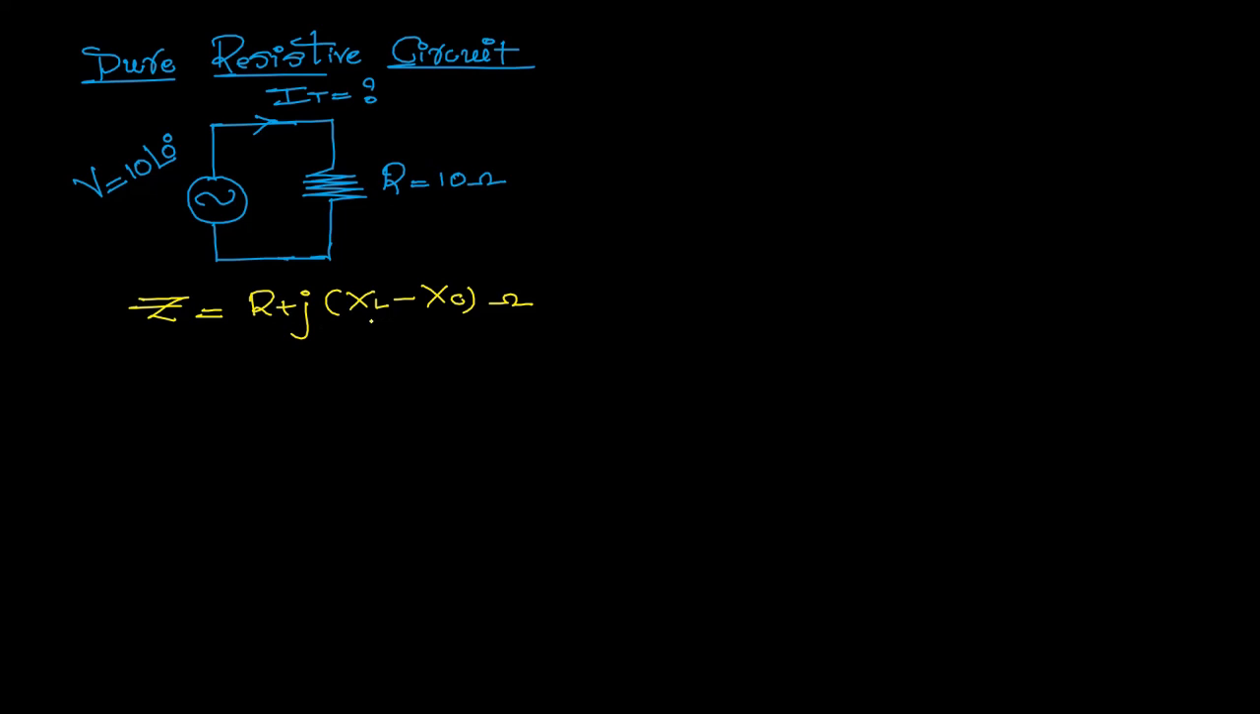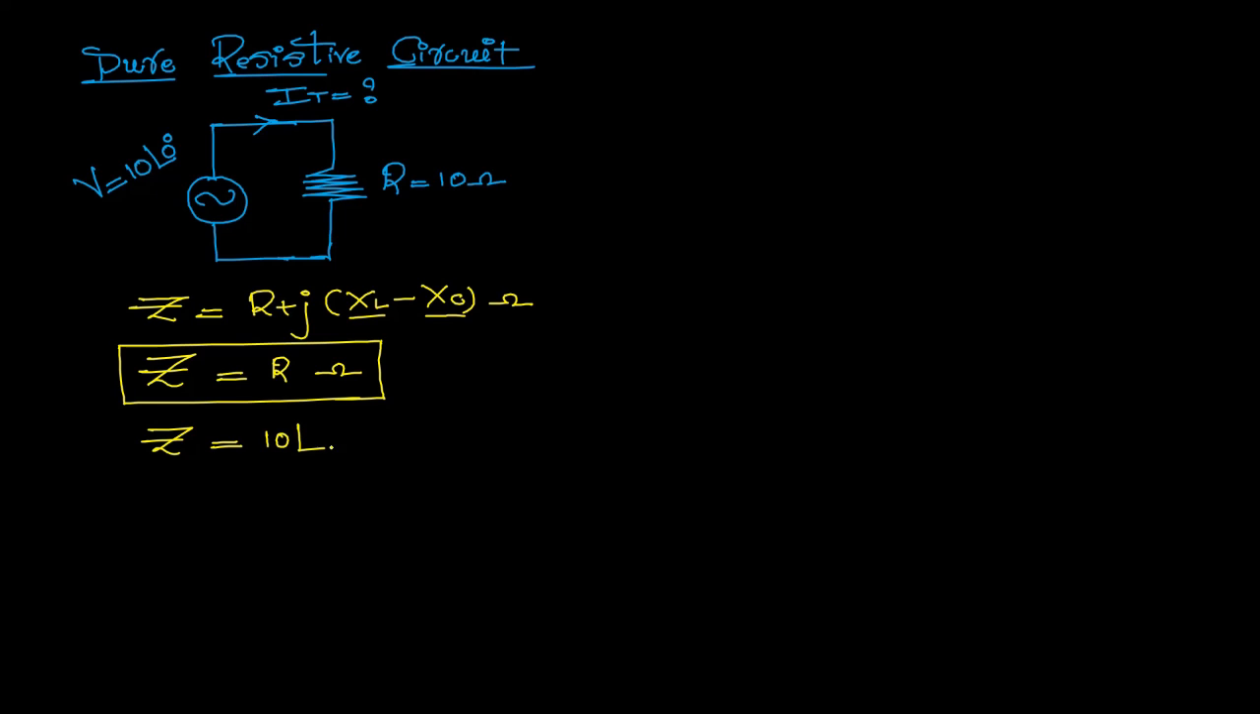So that is the reason why we are simply neglecting the value of XL and the value of XC, because we have only the value of resistor. So the impedance for a purely resistive circuit is Z is equal to R ohms. We know that Z is equal to R, so what is the value of R? We have R is equal to 10.